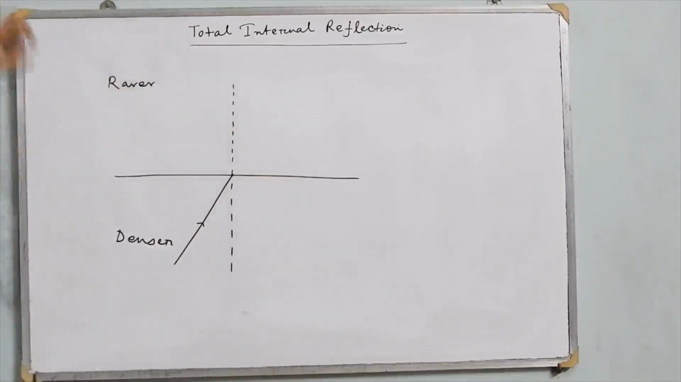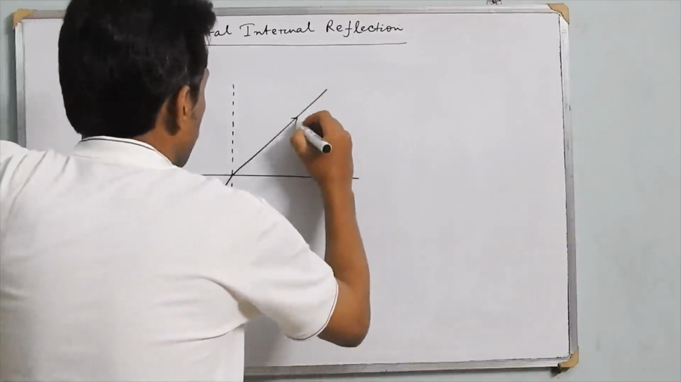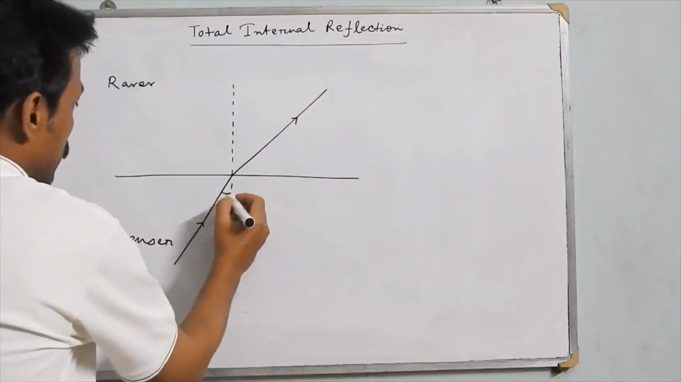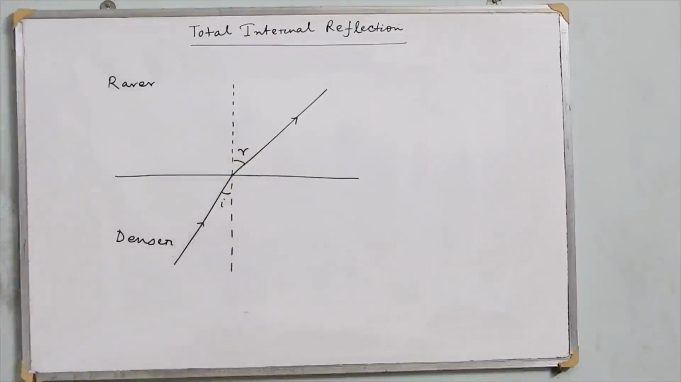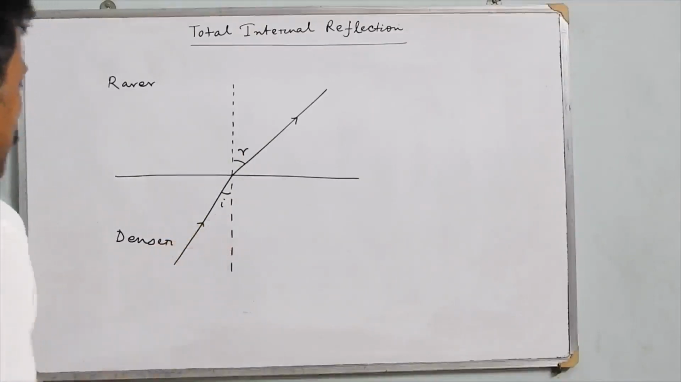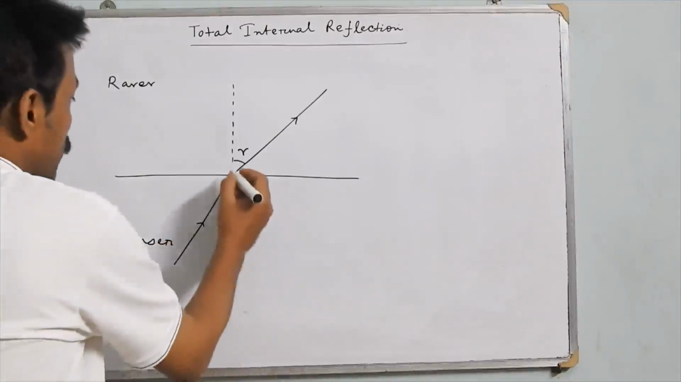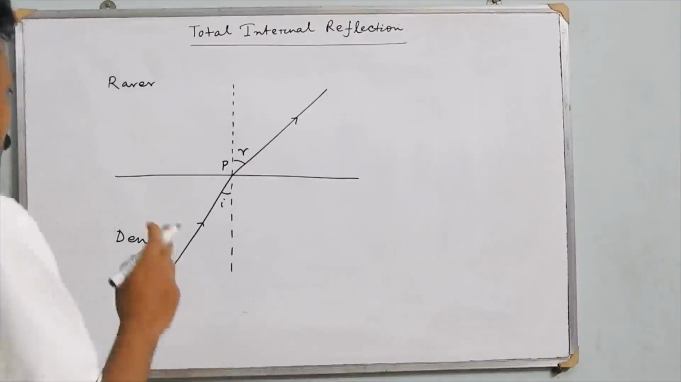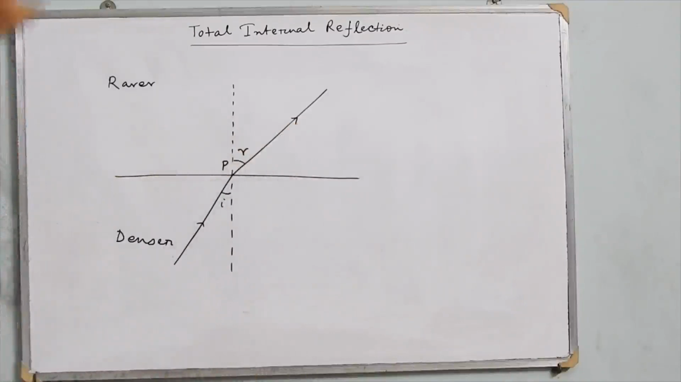As a ray of light travels from denser to rarer medium, it obviously bends away from the normal. This is what we all know about refraction. The angle of incidence and the angle of refraction are related by Snell's law. Now suppose this angle of incidence in the denser medium goes on increasing. At some particular value of this angle of incidence, the refracted ray will graze the boundary separating the two media.